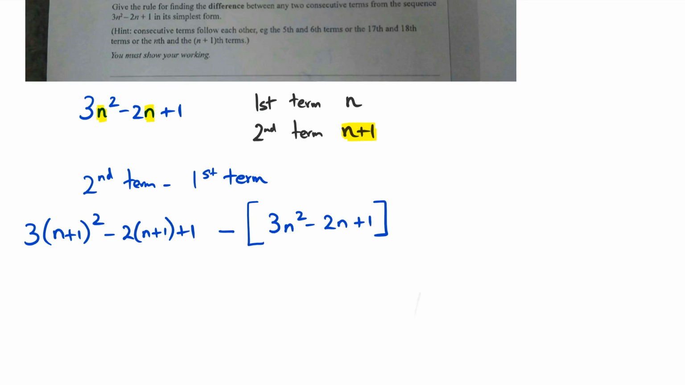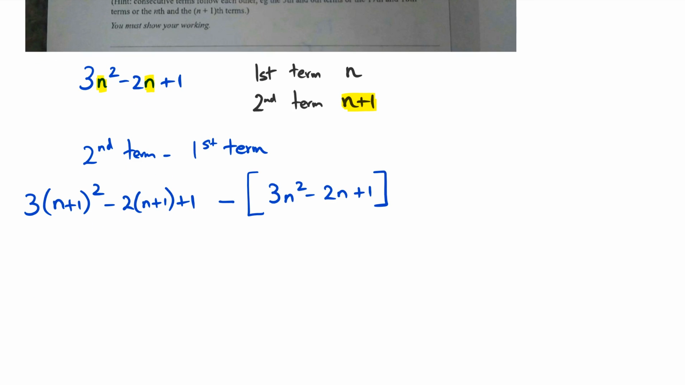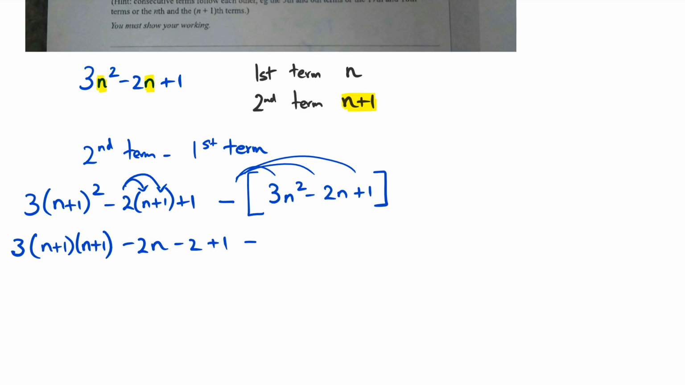So what I've got to do is expand the brackets and simplify, and when I do that I will get a nice expression, hopefully. So here I've got 3 multiplied by (n plus 1) times (n plus 1), and then minus 2 times n, which is negative 2n, negative 2 times plus 1, which is negative 2, plus 1, and then I've got minus. Remember that this minus actually affects all three of these terms, so we're going to get minus 3n squared. Minus times negative is plus 2n, and then minus times plus 1 is negative 1.